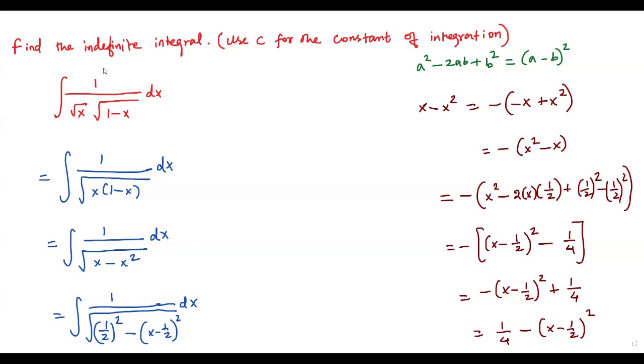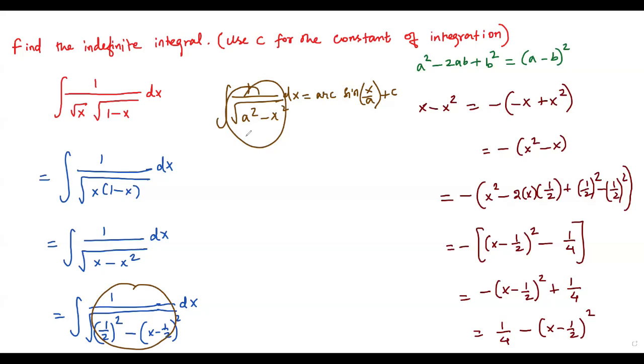Why should we go with the u substitution? Because in integration, there is a formula: the integral of 1 over square root of a square minus x square dx equals arc sine of x over a, plus c. This is the formula we use for a function in the form of 1 over square root of a square minus x square. Here in our problem, the function is almost in this form. Instead of a, we have the constant 1 over 2.